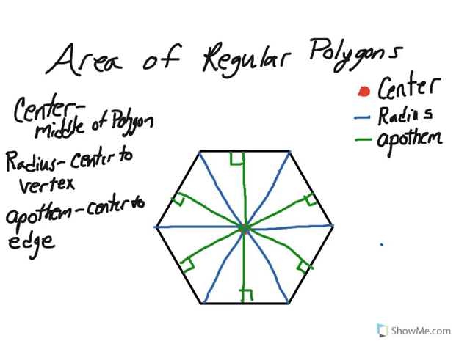So let's summarize. The center is in the middle of the polygon. The radius is from the center to the vertex. The apothem is the center to the edge, and it's at a right angle. Please pause the video and copy this into your notes.